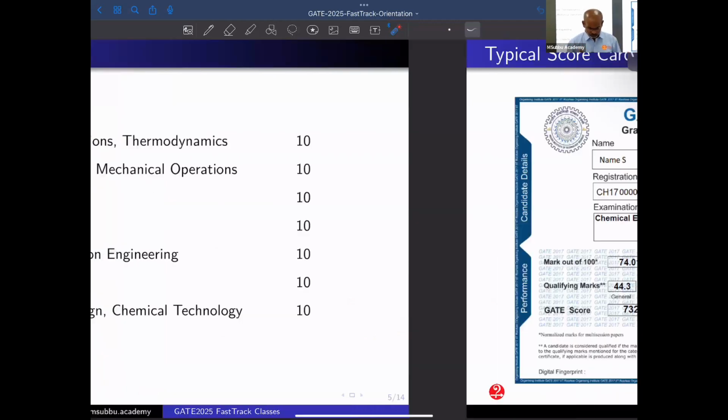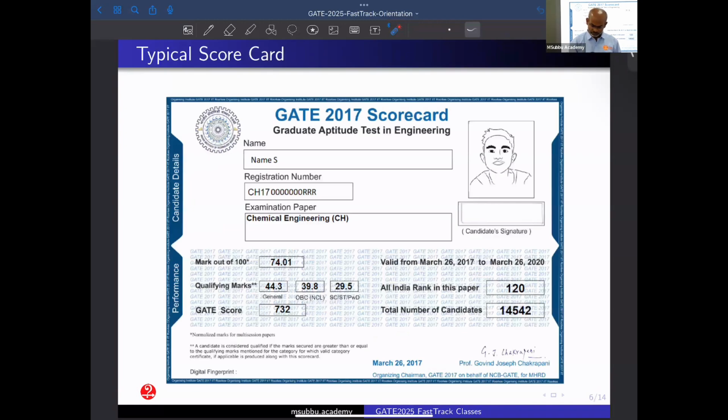Coming to the scorecard, of course, this is an old scorecard, but the same thing is still applicable. The scorecard is now valid for some 2 to 3 years, but I suggest taking GATE and having the current year scorecard. Suppose you apply for GATE now and want to use it 2 years later, by that time other people will also join, and normally consideration will be given to the current qualifier.